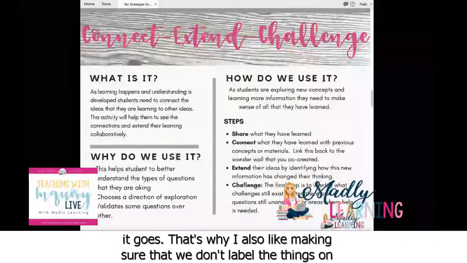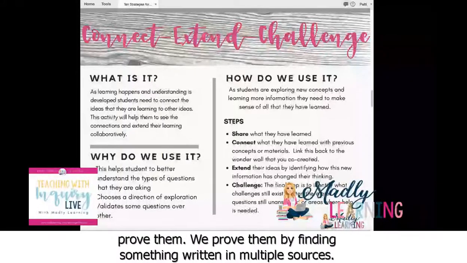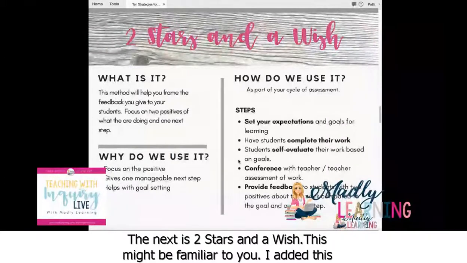That's why I also like making sure that we don't label the things on our Wonderwalls as facts. We always label them as hypotheses until we can prove them, and we prove them by finding something written in multiple sources. The next is 2 Stars and a Wish.